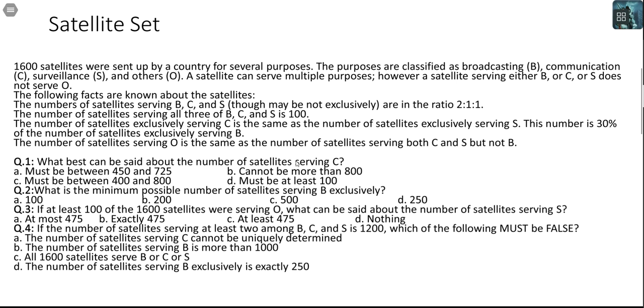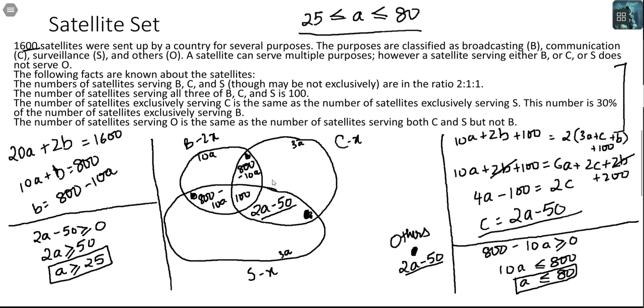What can be best said about the number of satellites serving C? The number of satellites serving C would be 3a plus 2a minus 10a. So the net total would be minus 5a, and the mathematical total would be 800 plus 100, so 900 minus 50, that is 850 minus 5a. This is the total number of satellites serving it.